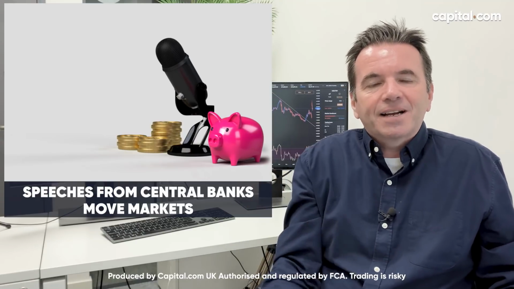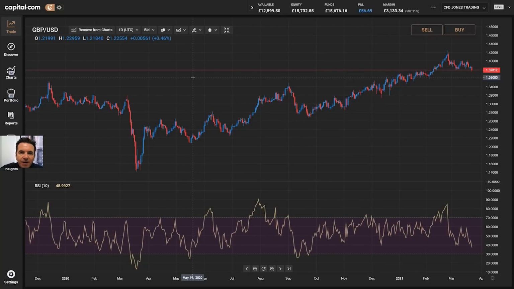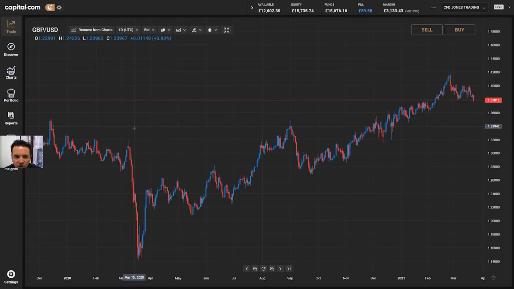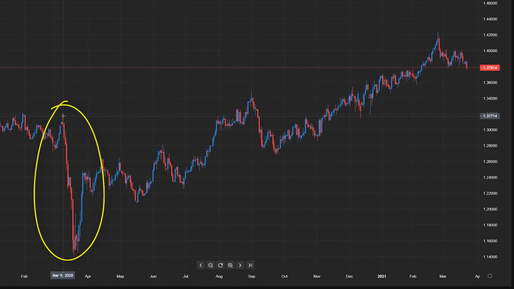Let's take a look at a couple of different currency pairs and see how the fundamentals played out and affected the markets. So we'll look at two FX pairs. The first one, pretty major one, pound against the dollar. And look at the move last year. So the pound against the dollar was trading around 1.32.